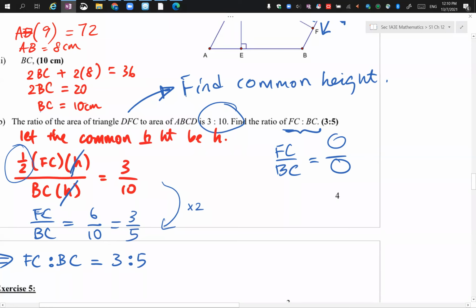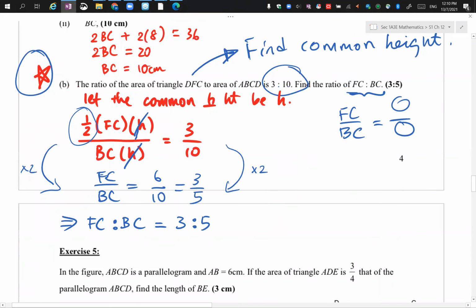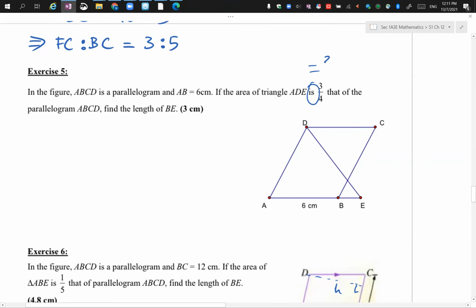Exercise 5. ABCD parallelogram. Make sure you understand the question. AB 6 cm, okay? Area of triangle ADE is... refers to equal sign. I can't remember the word, you can write down your notes. It just means equal sign, okay? The area of triangle equals to 3/4. I am now translating the English to mathematics already. 3/4 of. The word of is times. So the area of triangle is 3/4 times area of parallelogram.